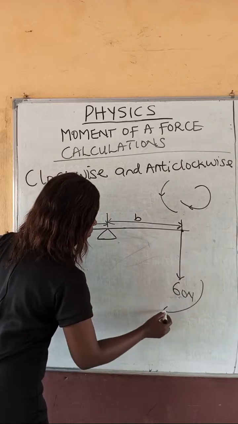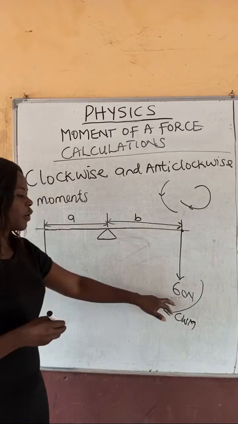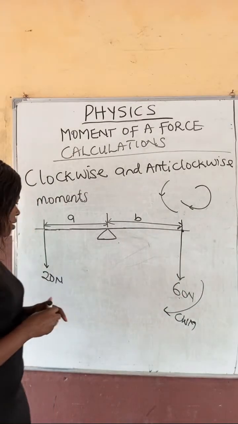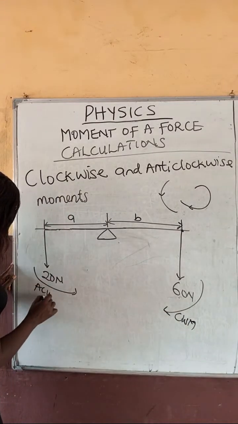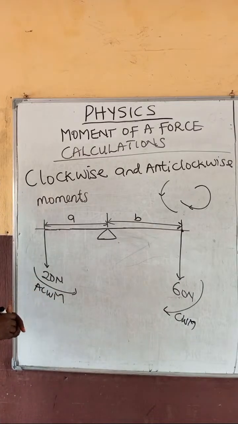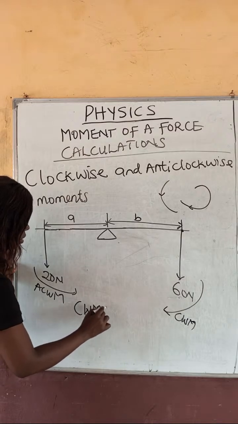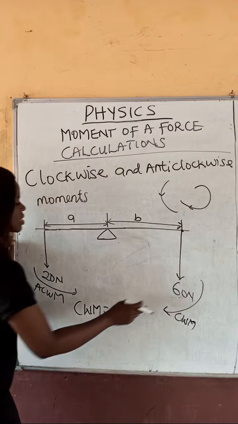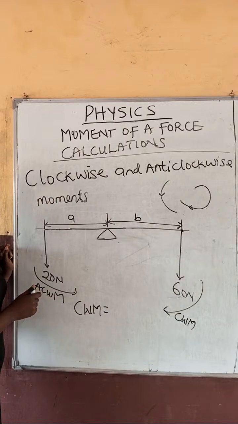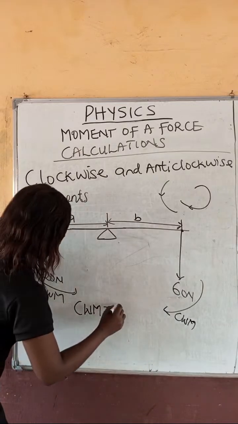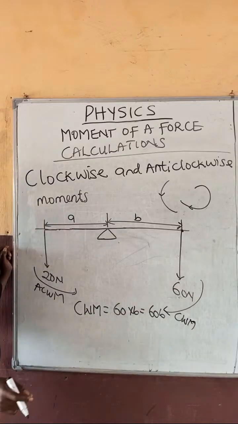Now, remember that moment is equal to the force and the perpendicular distance, okay? So this is clockwise moment, while this is anti-clockwise moment. Then going by that, what is my clockwise moment? Clockwise moment is equal to 60 times B. From here to here is B. That is my clockwise moment. So that is 60 times B, which will give me 60B, right?